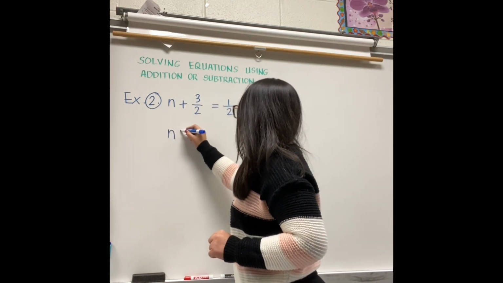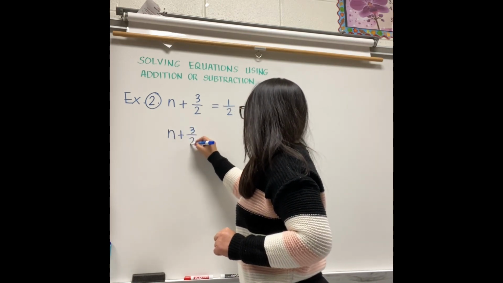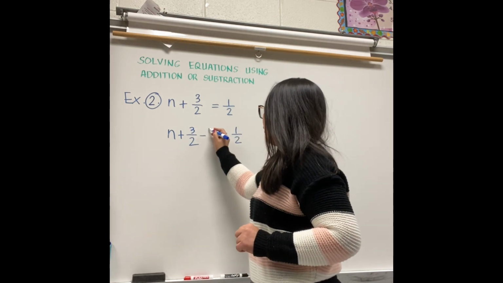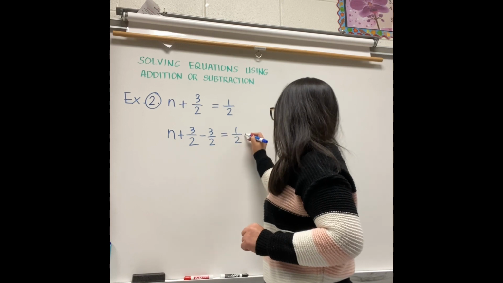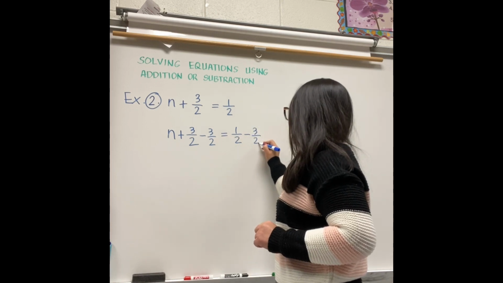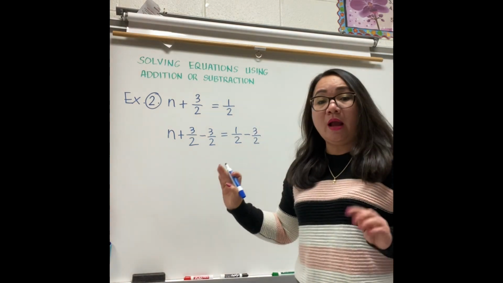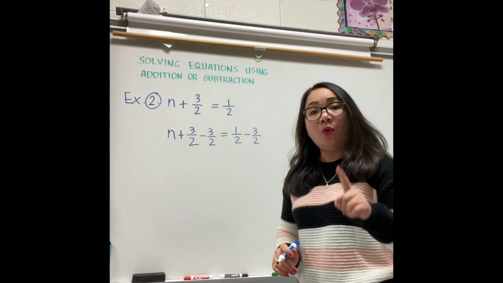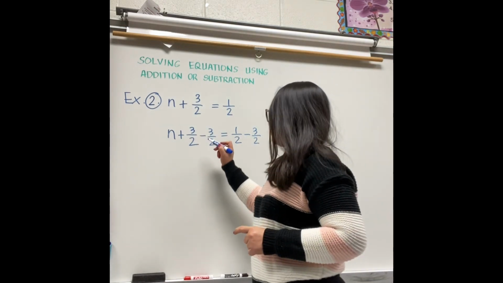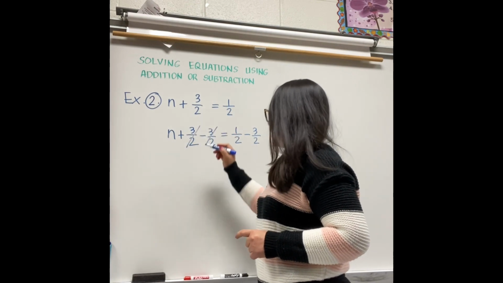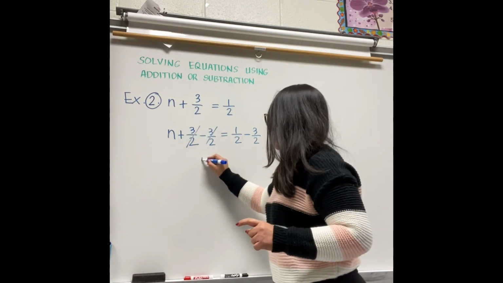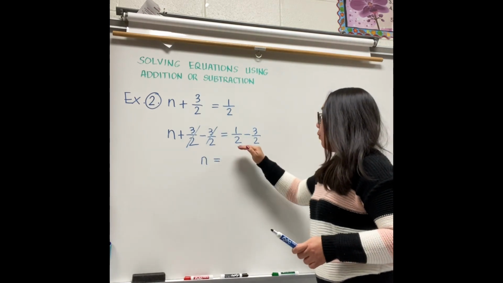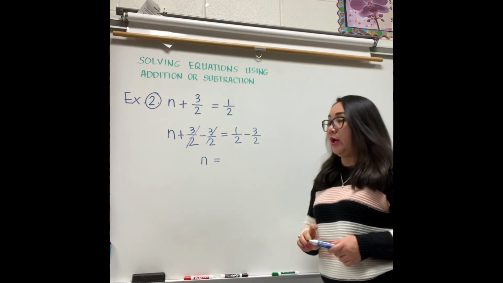So we will write n plus 3 halves is equal to 1 half. So we will subtract 3 halves right here and 3 halves right here to make your equation balanced. Now you are subtracting the same fraction, which will give you 0. Cancel this out, cancel this out. So n here is by itself on this side of the equation. Then work out the right side of the equation.